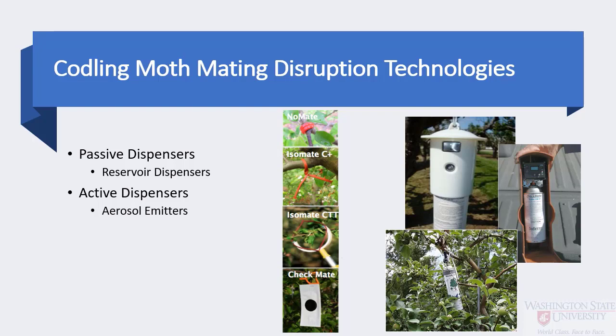Aerosol emitters are a promising alternative to high-density passive dispenser technology because of the ease of application and labor savings associated with deploying as few as one emitter per acre. Aerosol emitters are often supplemented with a border application of passive pheromone dispensers, insecticides, or both. And both technologies work by competing with females for the attention of males.